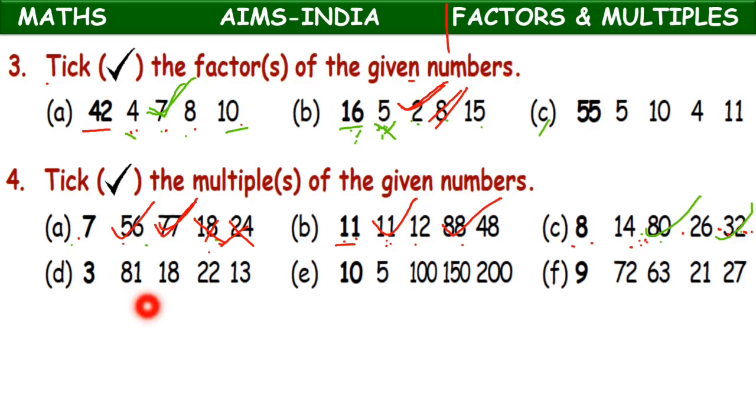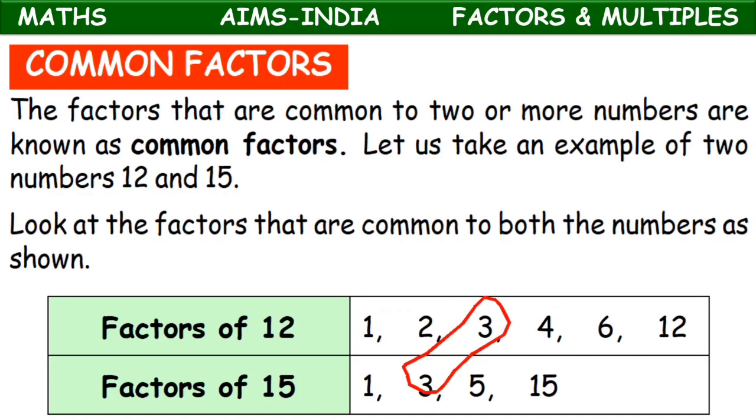Understood, children? How to find out if a given number is the multiple of a given number or not. Yes, I hope you can do questions D, E and F. Now moving to the next topic, which is common factors. Yes, we already know what is a factor. When a given number divides another number exactly, that is the remainder should be 0, then it is said to be the factor of that number.